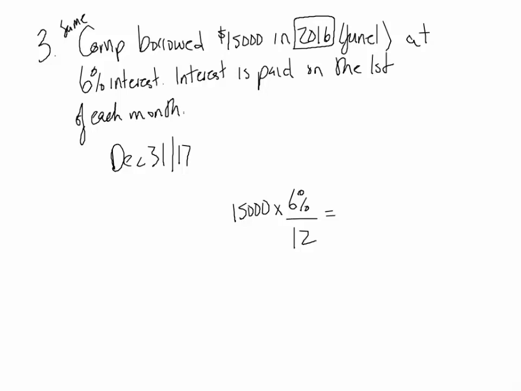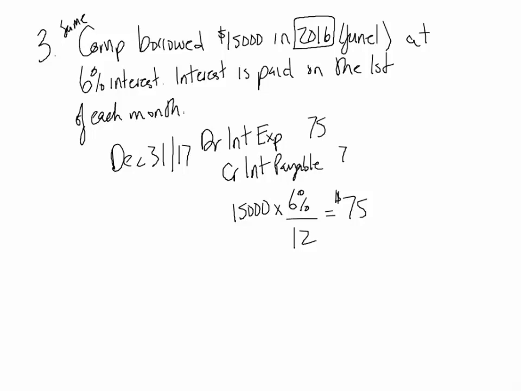Okay, so I'm going to, on December 31st, debit the interest expense because I borrowed money, so I have the use of the money, that's an expense, $75, credit interest payable, $75. And you know what type of adjusting entry this is, correct? Exactly. An accrued expense, absolutely.